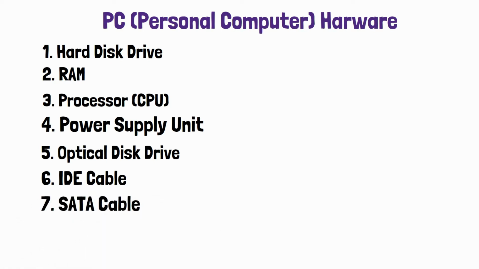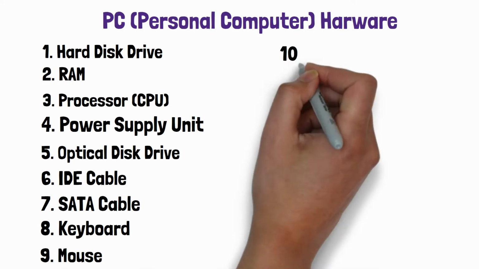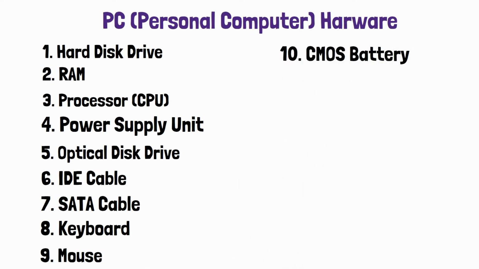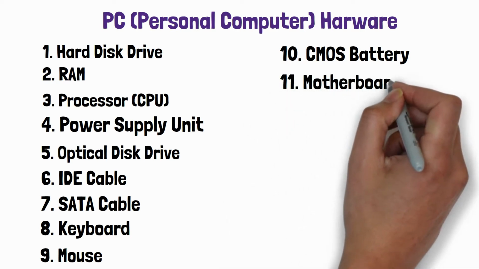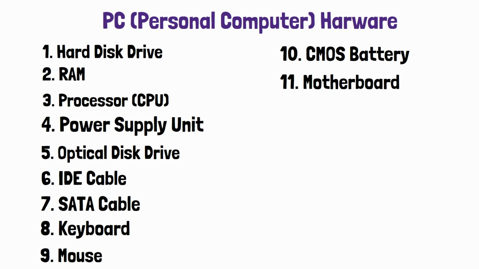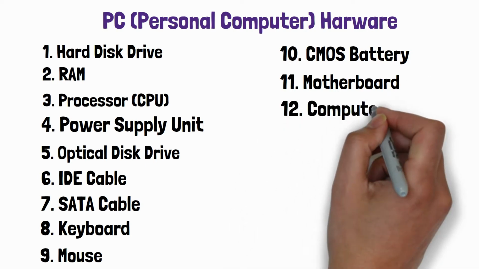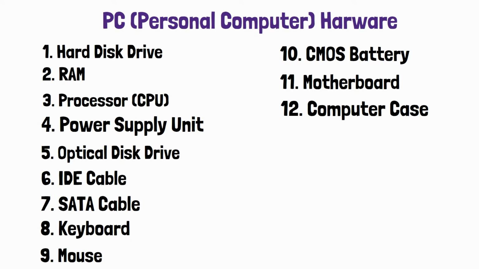Further down in the lecture, we're going to know the meanings of these acronyms. Number 8 is the keyboard. Number 9 is the mouse. Number 10 is CMOS battery. Number 11 is the motherboard. And number 12, and the final one, is the computer case. The casing that encloses the rest of the hardware of your computer. Okay, let's move ahead.